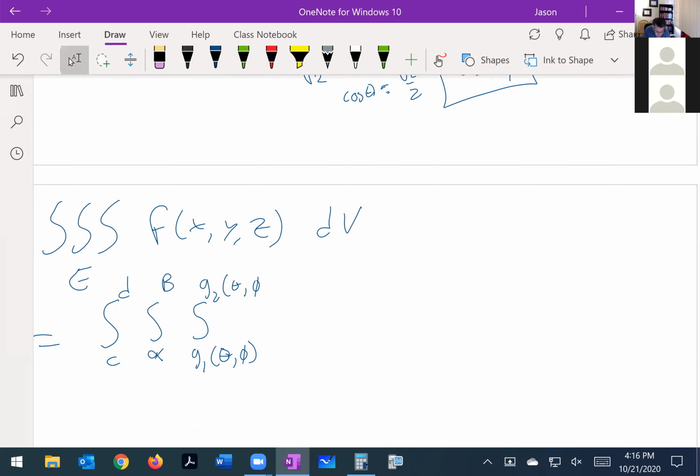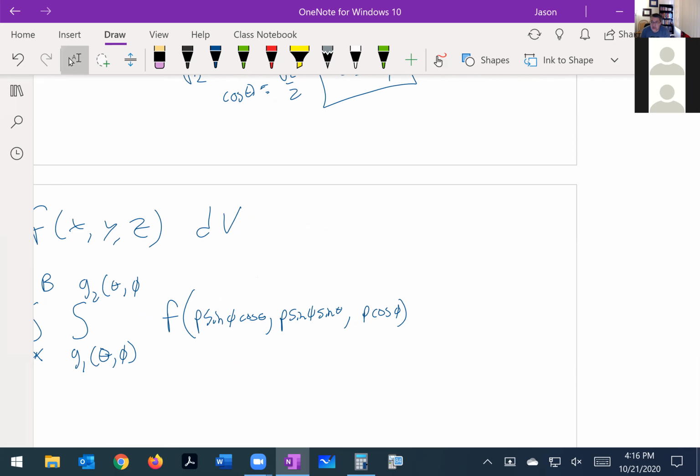Of f of, well, what was x? x was rho sine phi cosine theta. What was y? Rho sine phi sine theta. What was z? Well, that was rho cosine phi.